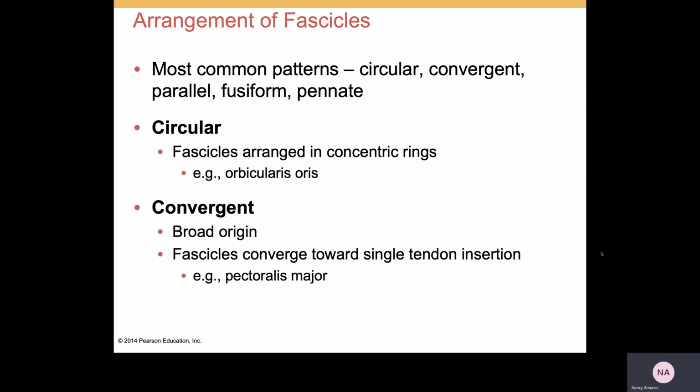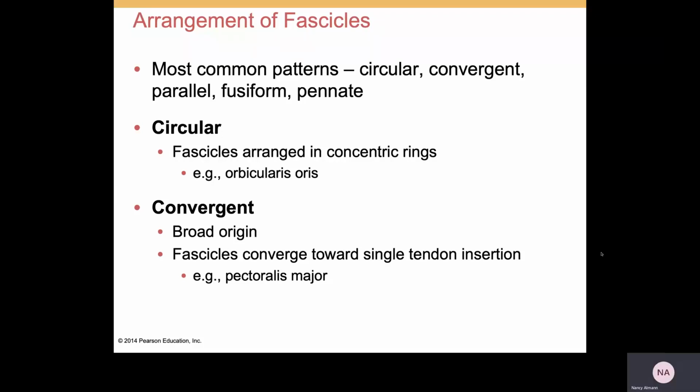With regards to how fascicles are arranged, there are several relatively common patterns which are listed there. When you talk about circular muscles, you're talking about fascicles that are going to be arranged in concentric rings. We'll talk about orbicularis oris and orbicularis oculi, which are muscles around the mouth and the eye, respectively.